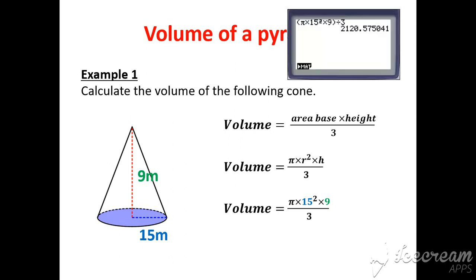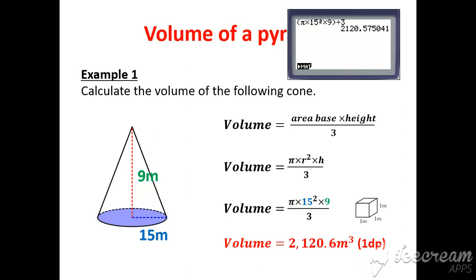I need the help of my calculator. Often, if there's lots of stuff on the top of a fraction, I like to put it all in brackets. So I go bracket pi times 15 squared times 9, close bracket. Then I divide it by 3, and I get this number, which I have to round sensibly. I'm going to round it just to 1 decimal place from now, and I get 2,120.6 meters cubed.